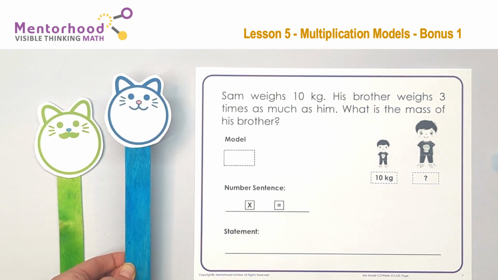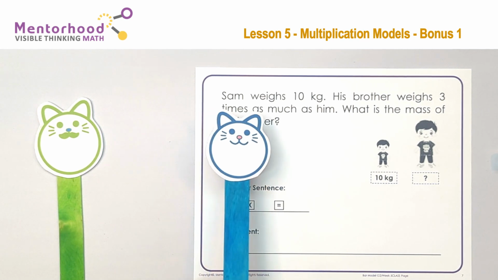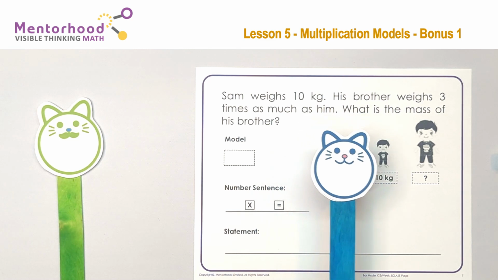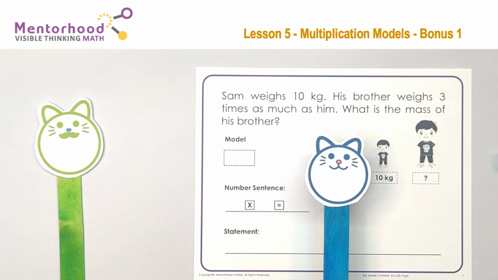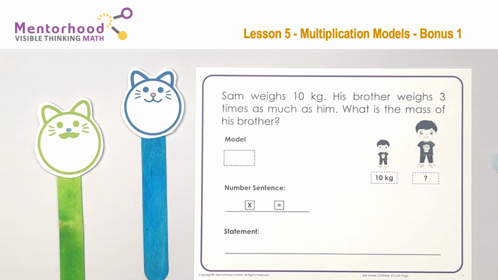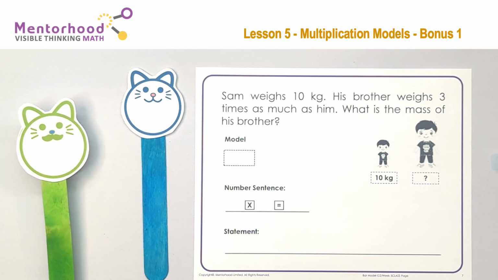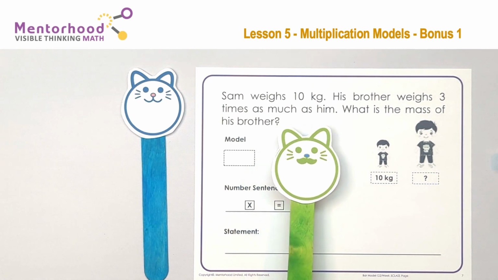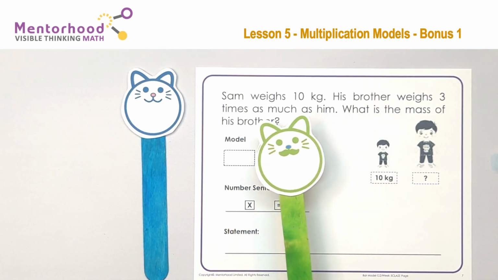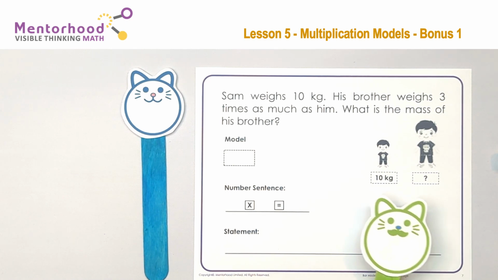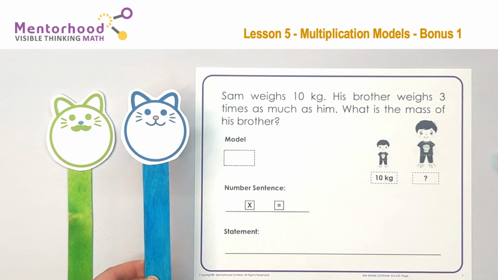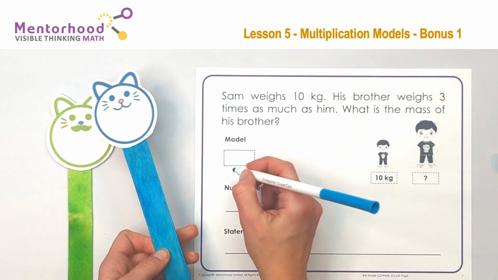Same as always, actually. Alright, let's read the question. Sam weighs 10 kilograms. His brother weighs 3 times as much as him. What is the mass of his brother? Well, let's see if we can figure that out. So, we've got Sam, he weighs 10 kilograms, and his brother weighs 3 times as much, so his brother is definitely heavier. That's right. Let's draw a bar model for his brother. It's going to be bigger than our original.